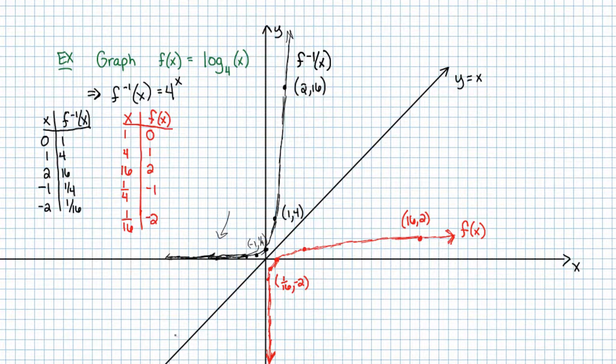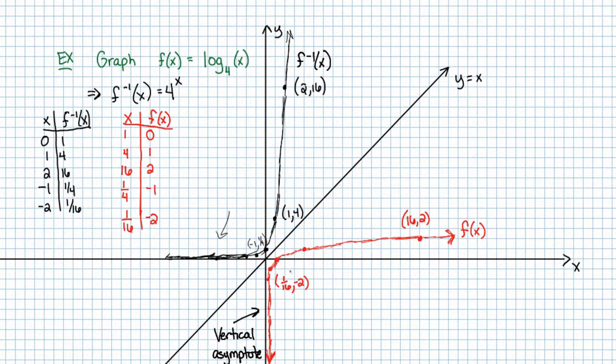They have a vertical asymptote at the y-axis. And all that basically means, a vertical asymptote at the y-axis means that essentially the graph, the red curve here, the graph of log base 4 of x, cannot touch or cross the y-axis. Okay? If I say I have a vertical asymptote at the y-axis, it means the graph can't touch the y-axis.